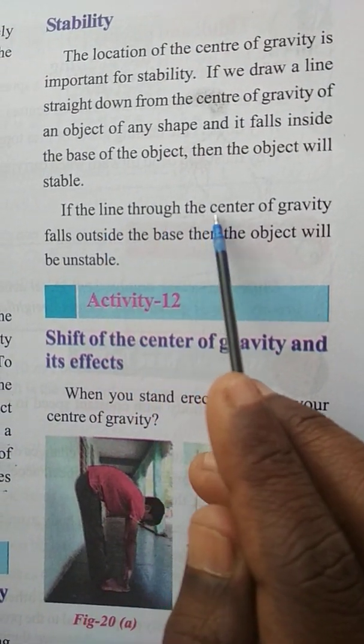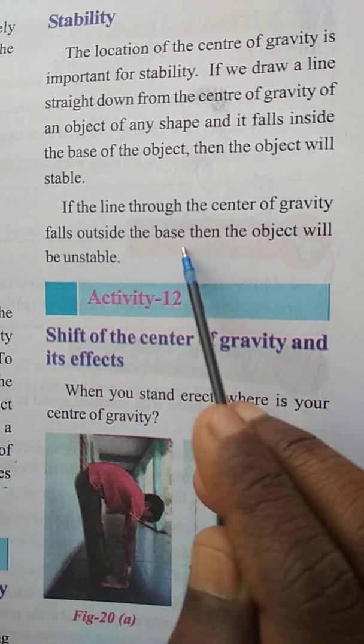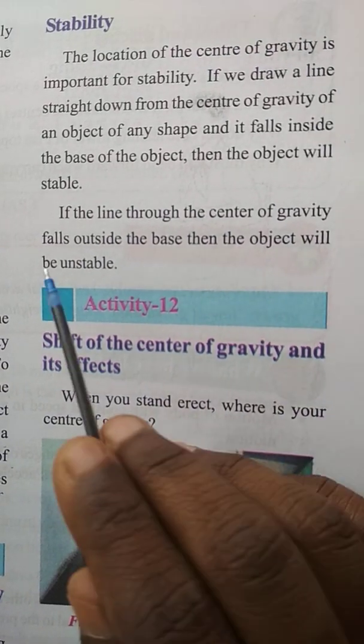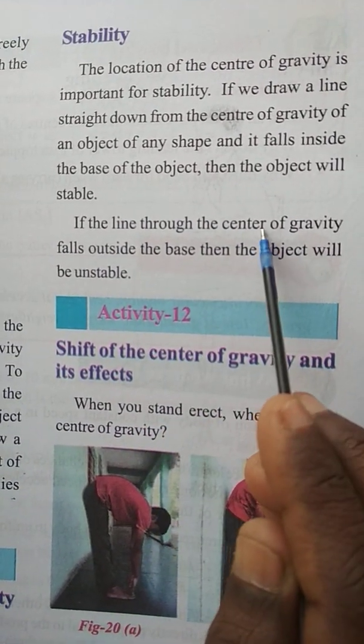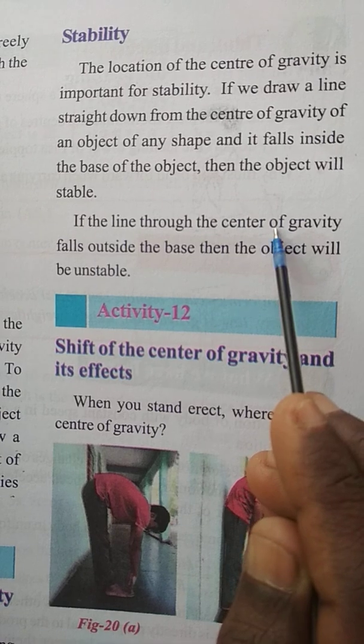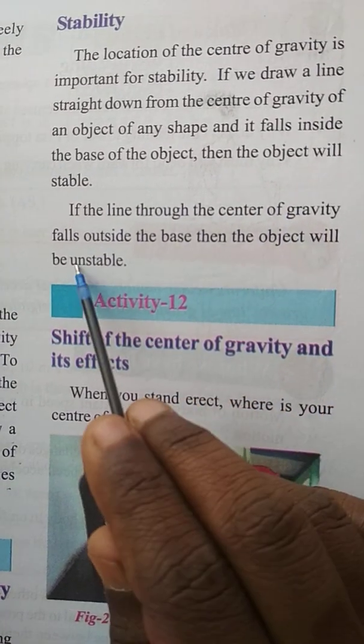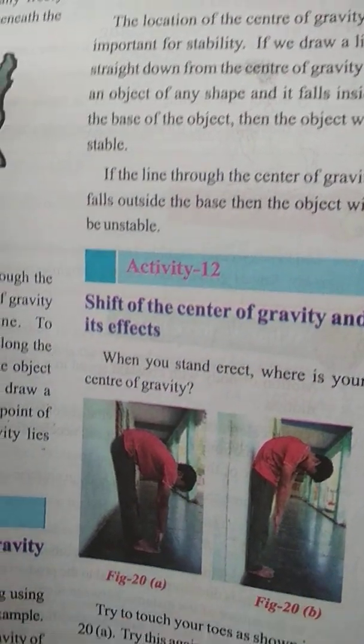If the line through the center of gravity falls outside the base, then the object will be unstable. If the line drawn from the center of gravity is outside the base, then the object will not be stable.